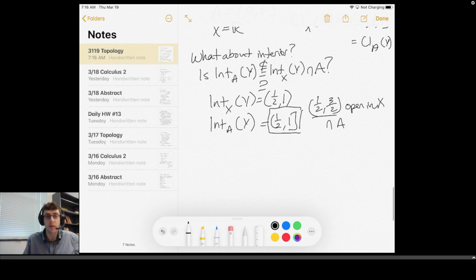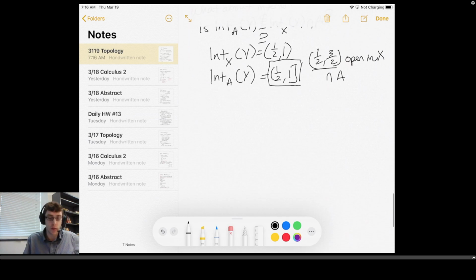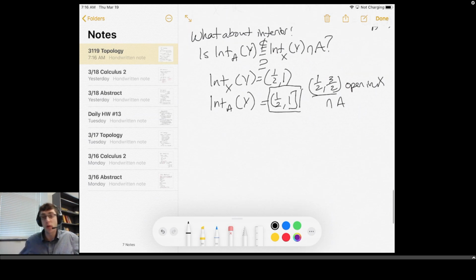Okay, so obviously that was one example, so it's not the most illuminating thing in the world. Well, I guess it was more illuminating for the interior because we actually got a counterexample. But closure, I mean, hooray, it was true in one case. That tells us very little. So let's go ahead and actually prove it.